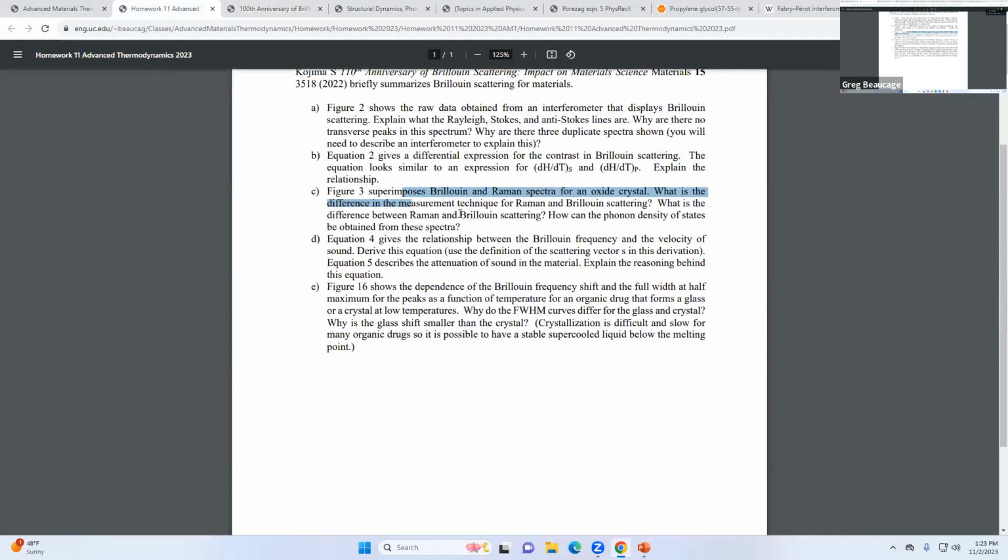But figure 3 superimposes Brillouin and Raman peaks. What is the difference in measurement technique? There is essentially no difference, except that you need a different interferometer because you go into lower frequencies. So the interferometer is going to be different, and otherwise the 2 techniques are going to be pretty similar. If you go to see Nichols' setup, you'll see it's basically an optical bench.